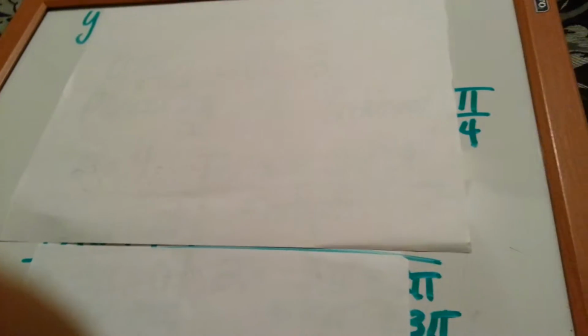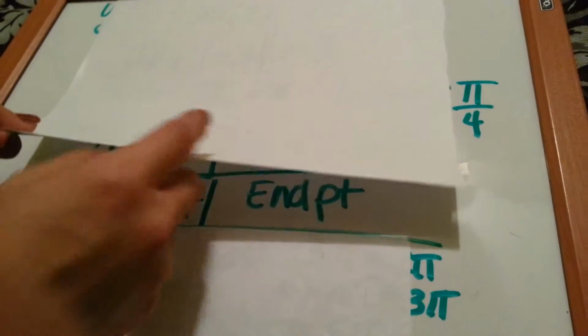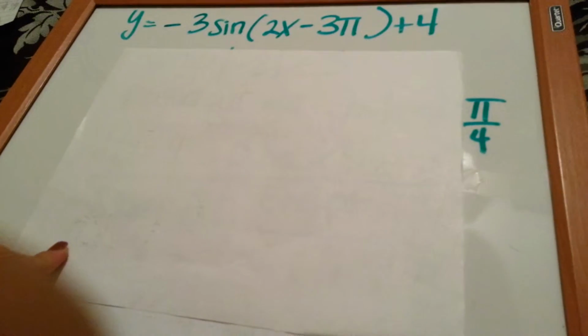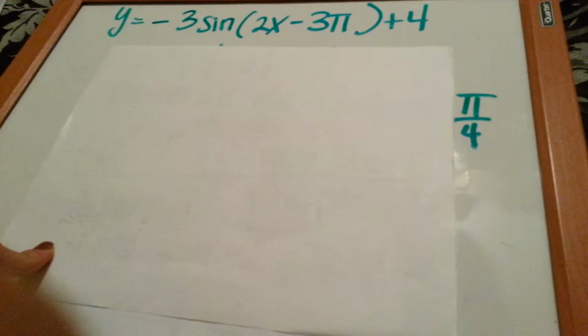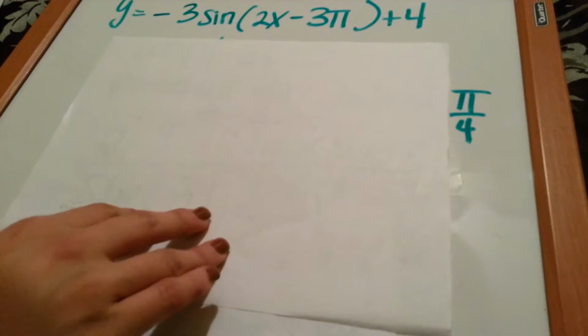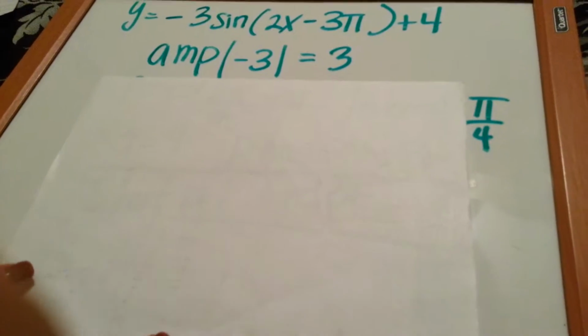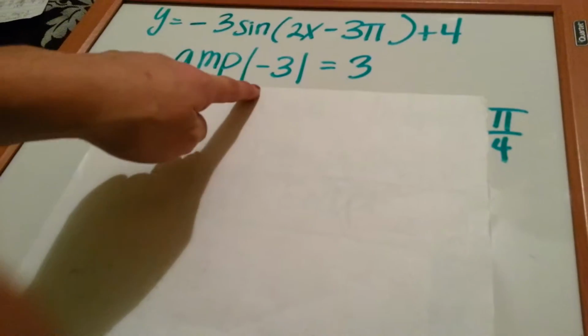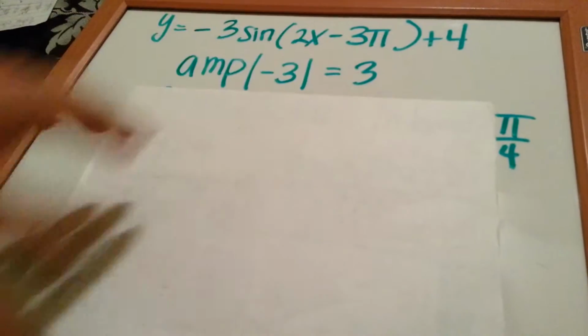The third function. We're still learning how to graph trigonometric functions. So we're going to do y equals negative 3 sine (2x minus 3 pi) plus 4. We're going to go ahead and find the amplitude. The amplitude in this case is negative 3, but we find the absolute value to get the amplitude, which equals 3.